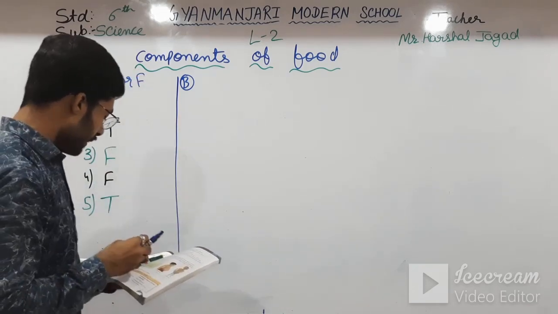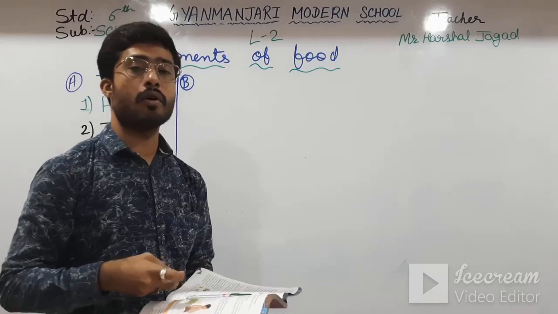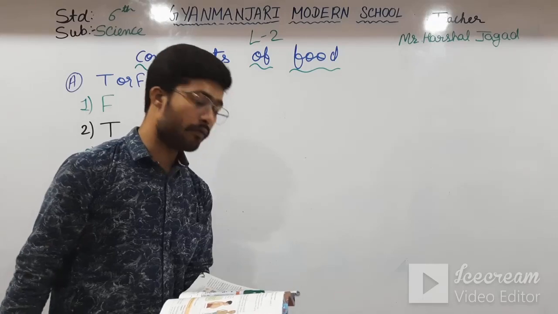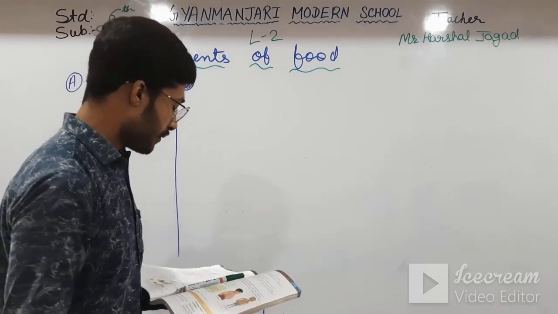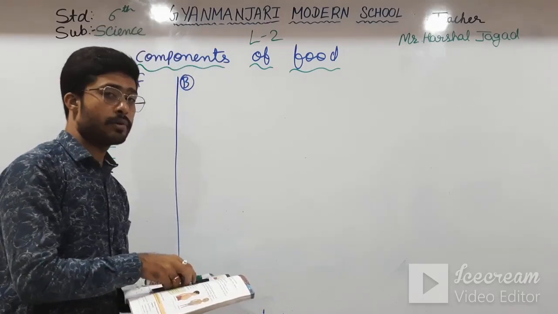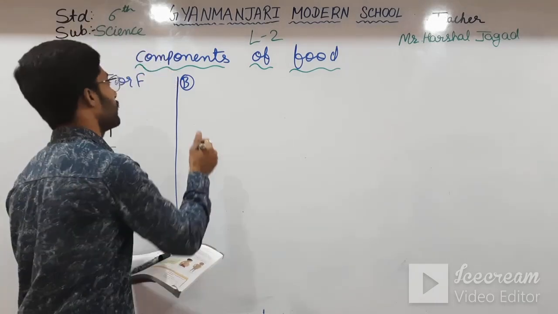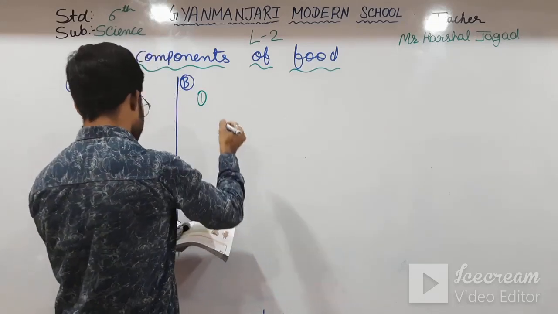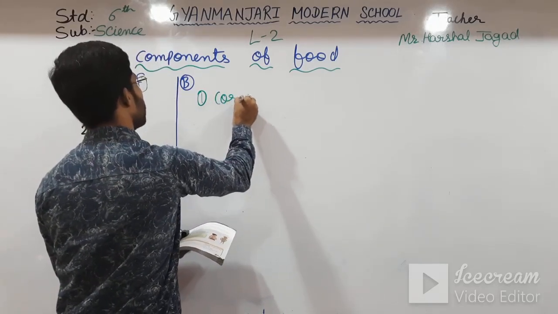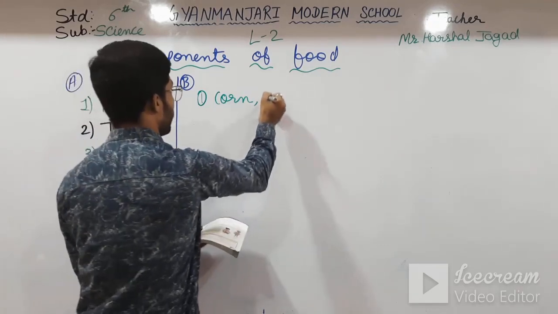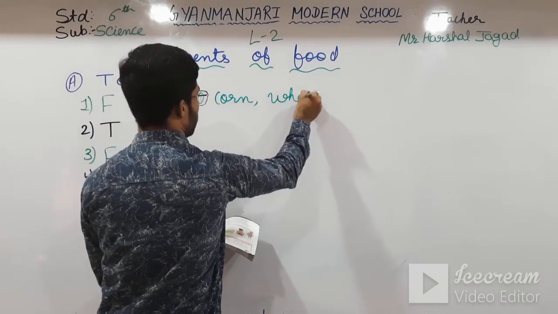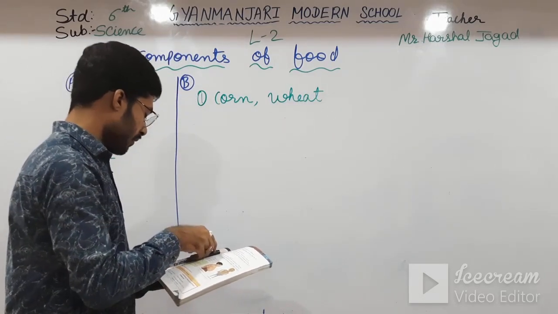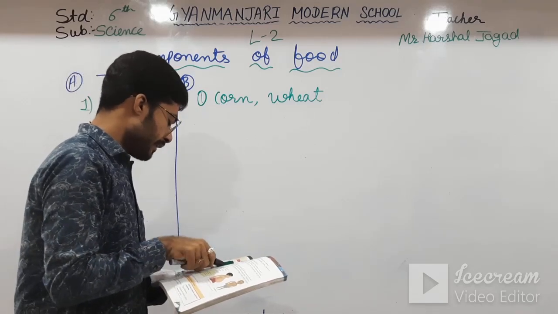Okay students, now B is give 2 examples of each of the following. First, rich source of carbohydrates. Which are the rich sources of carbohydrates? We have seen this in the very first lecture: first is corn, and second is wheat.